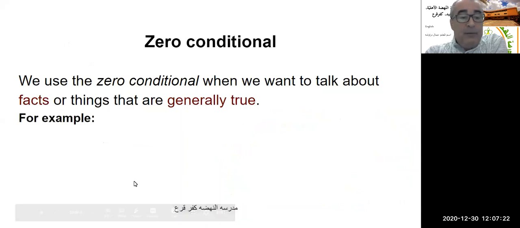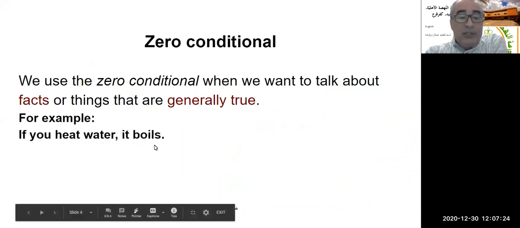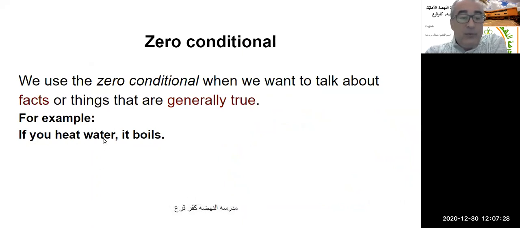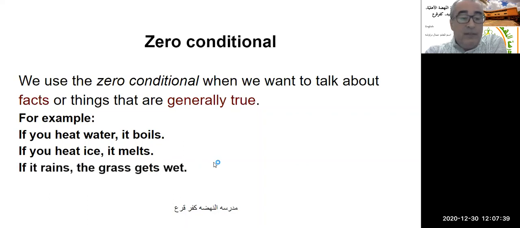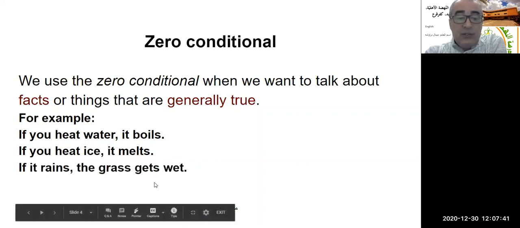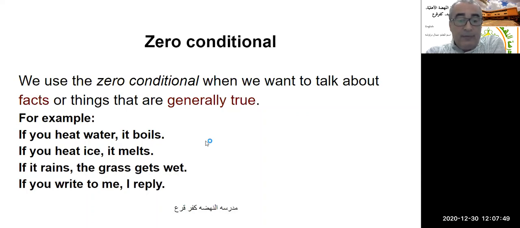For example, if you heat water, it boils. So this is a scientific fact. If you heat ice, it melts. If it rains, the grass gets wet. And if you write to me, I reply.